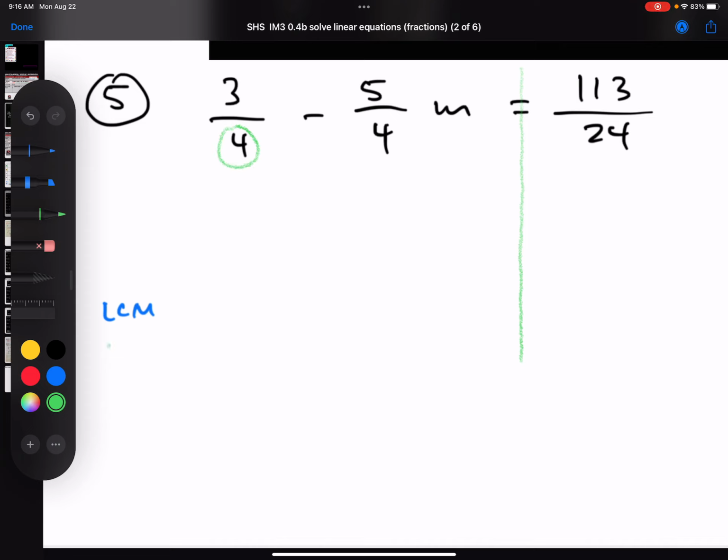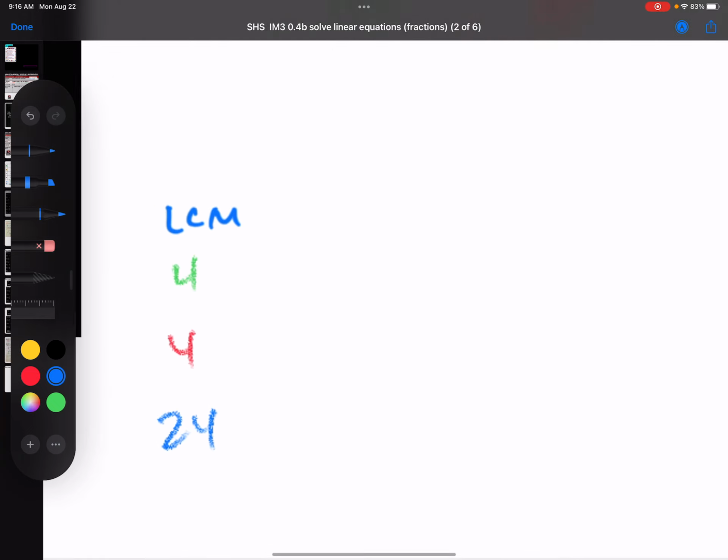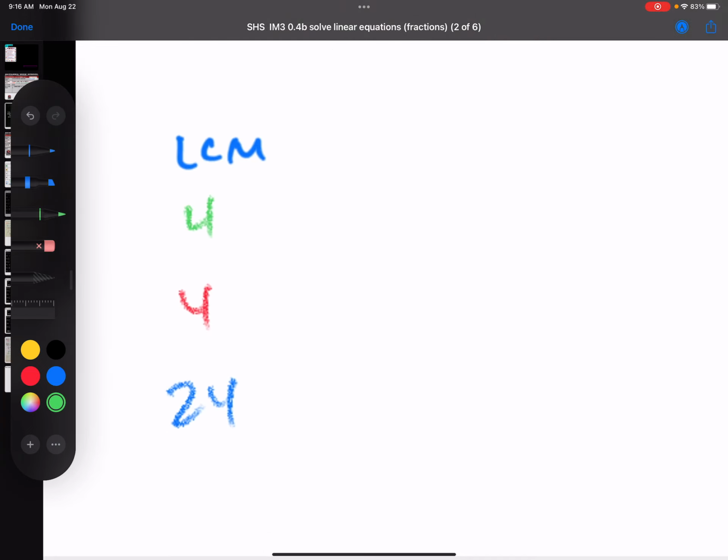I have a 4 here. I have another 4. And I have a 24. And I'm just going to count by 4s. 4, 8, 12. What's the next one? Keep going.